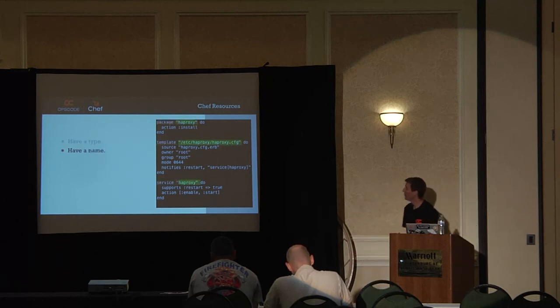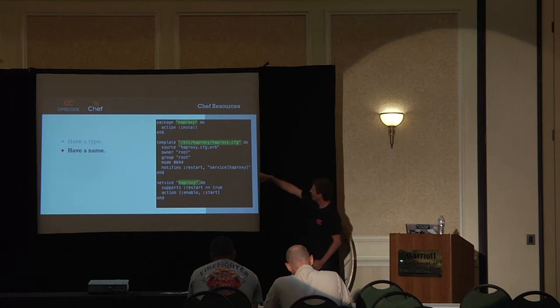They have a name. So in some cases, usually the name, like on the package resource, is the actual name of the package you're installing. In the template resource, it's the path to the final file that we're going to render. And in this case, the service resource is the name of the service that we're going to manage.